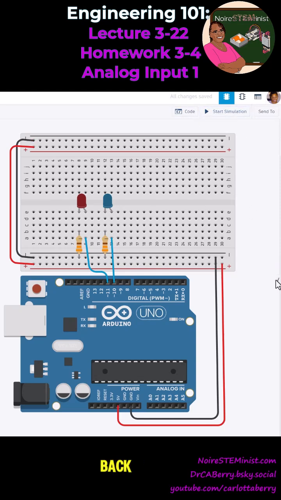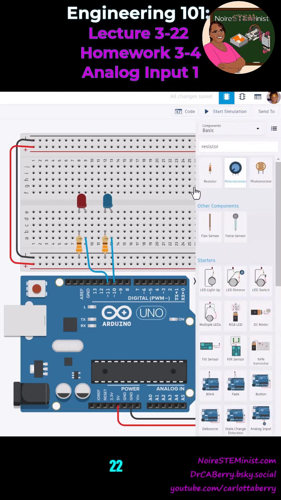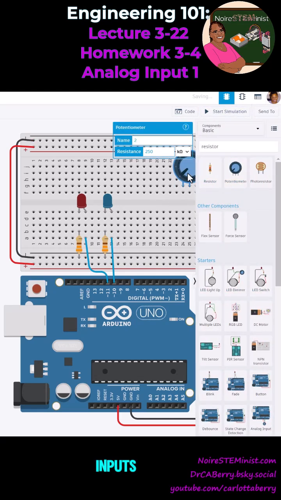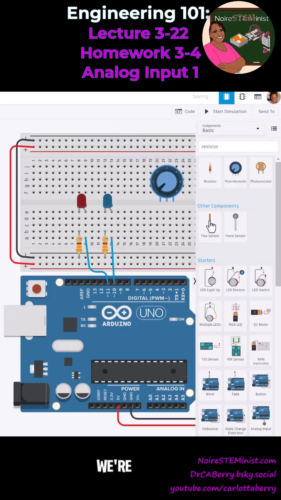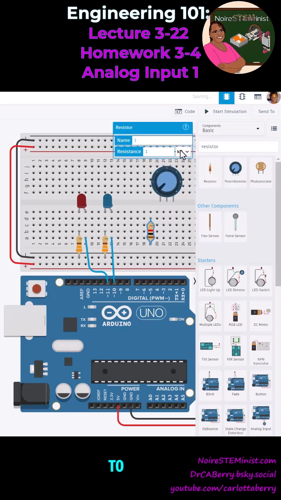Hello and welcome back to Engineering 101, Lecture 3-22 on programming analog inputs for the Arduino Uno. We're going to use a potentiometer to represent our analog input, and this is homework for week 3 as well.